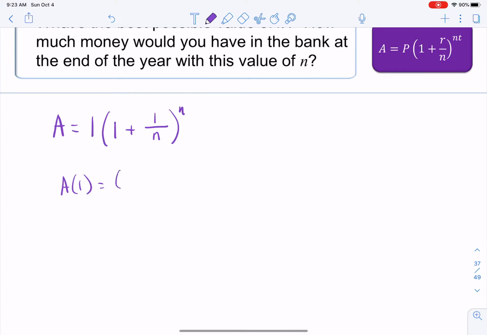So let's see what we would get if we compound this just one time. This would be equal to 1 plus 1 over 1 raised to the first power. Well, that's just 2 raised to the first power, which is 2. I have $2. I've just doubled my money, 100%. That makes sense, right? $2.